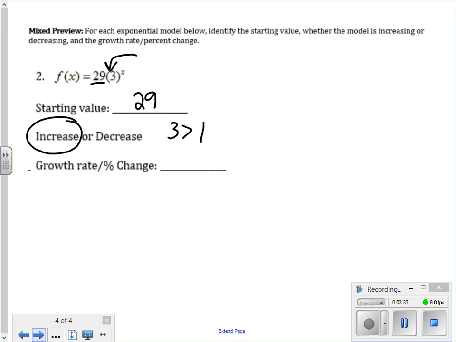I don't have a percent this time, though. It's not 1.5 or 1.98. It's just 3. So it's just our growth rate is 3. We call that tripling. All right, so those are the 4 problems that I'm going to do for you on this practice.